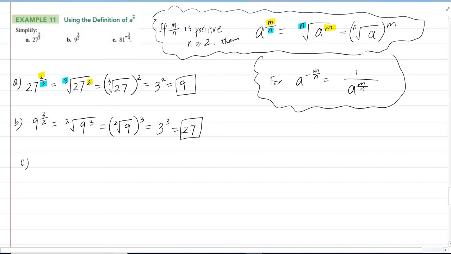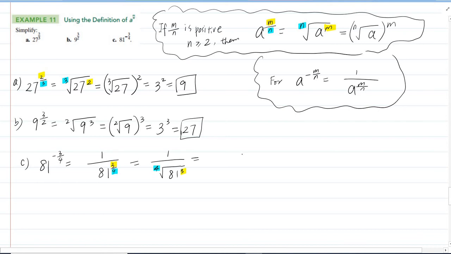So part C is 81 to the negative 3 over 4 power. In this case, we're dealing with a negative exponent, so we're going to rewrite this whole thing as 1 over 81 to the 3 over 4th power. Then we're going to apply the first definition. So that will be 1 over, and I'm going to write 81 under this umbrella. Okay, that's my yellow part, that's my 3. It goes right here, and then 4 goes outside.